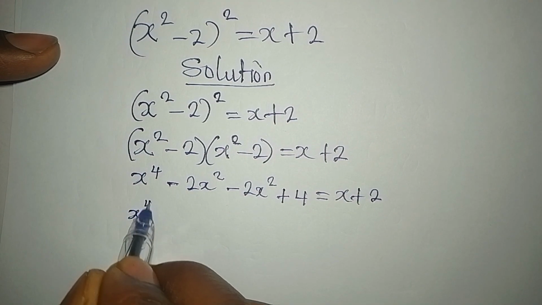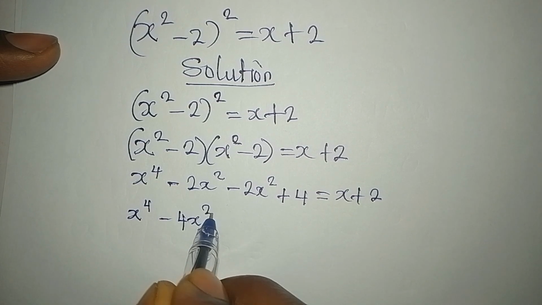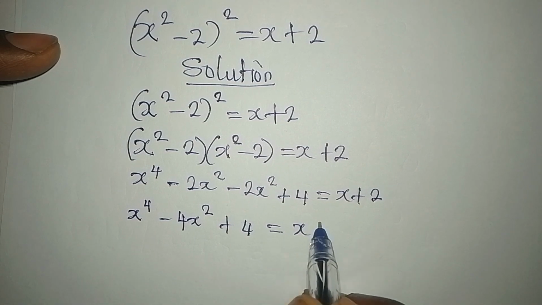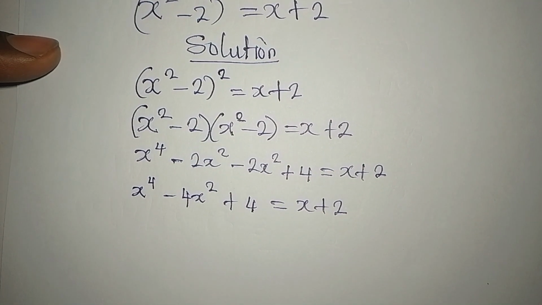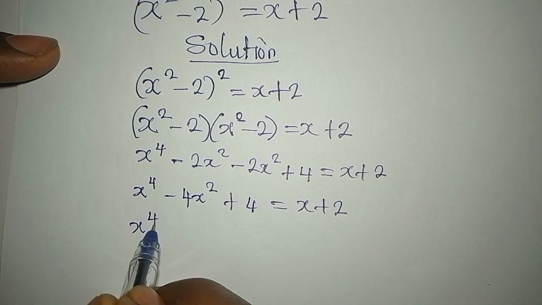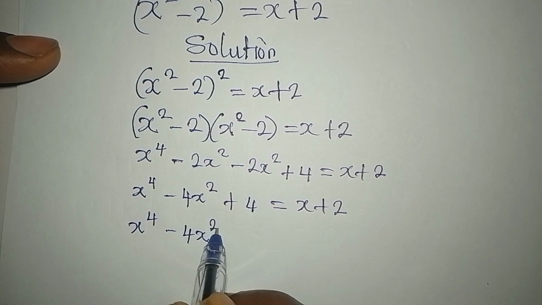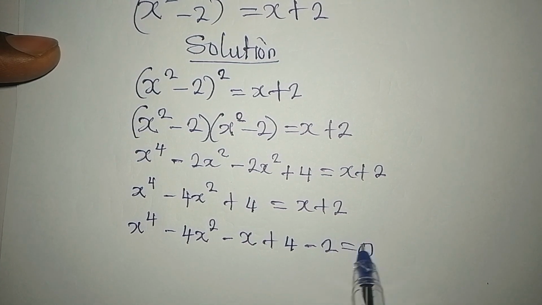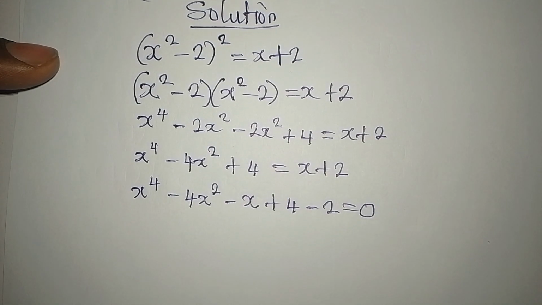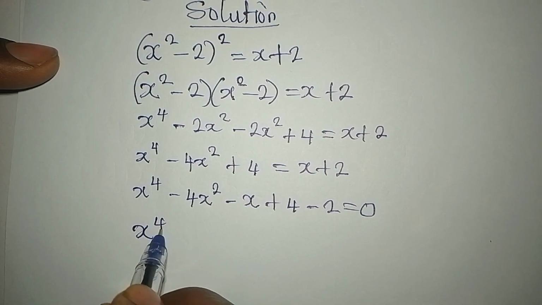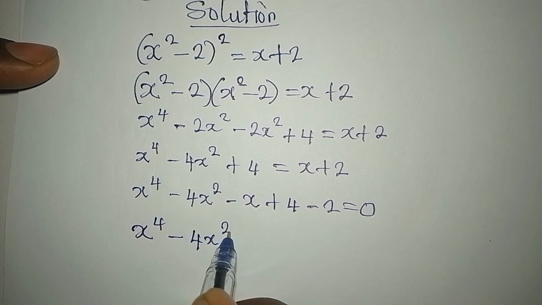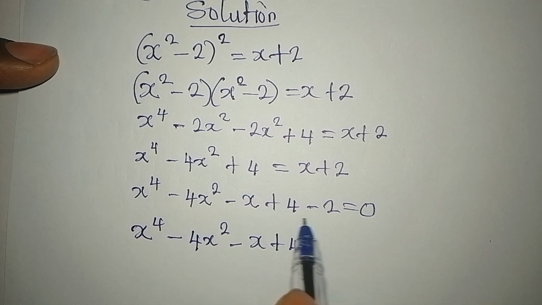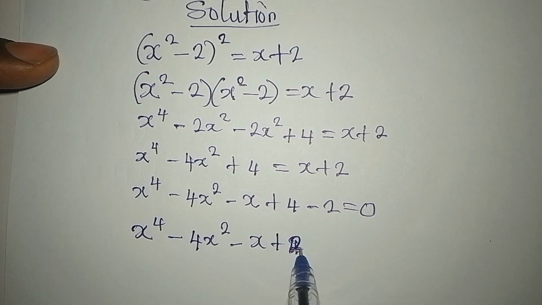We have x to the power of 4 minus 4x to the power of 2 plus 4. Then, okay, let's continue. We equate this to x plus 2. Now, let's collect like terms, right? So we have x to the power of 4 minus 4x to the power of 2, then minus x, then plus 4 minus 2 equals 0. Are you still following? Okay, x to the power of 4 minus 4x squared minus x plus 4. Okay, 4 minus 2 is giving us 2, so we can have plus 2 over here and equate to 0.